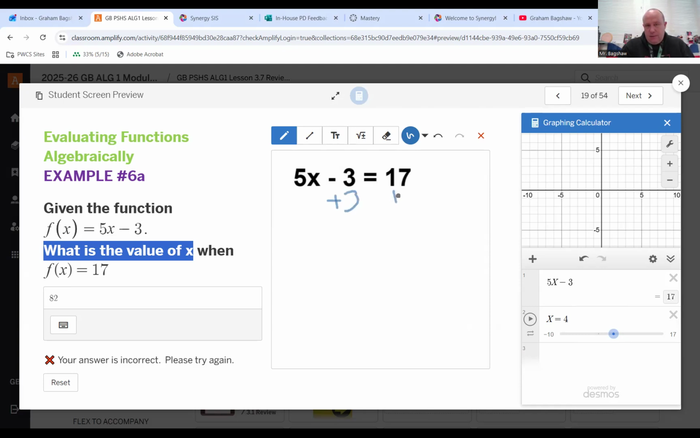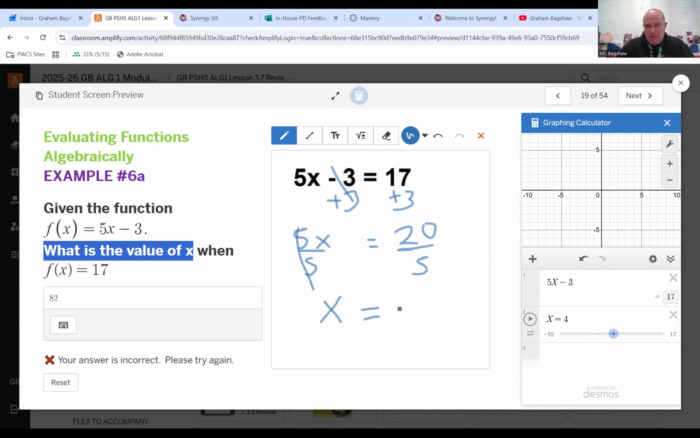So add 3 to both sides. 17 add 3 is obviously 20. And then you can divide both sides by 5. And 20 divided by 5 is 4. So we still end up with the same answer that we had before.